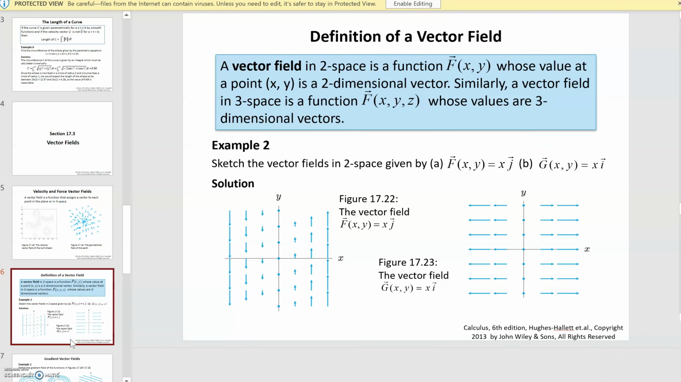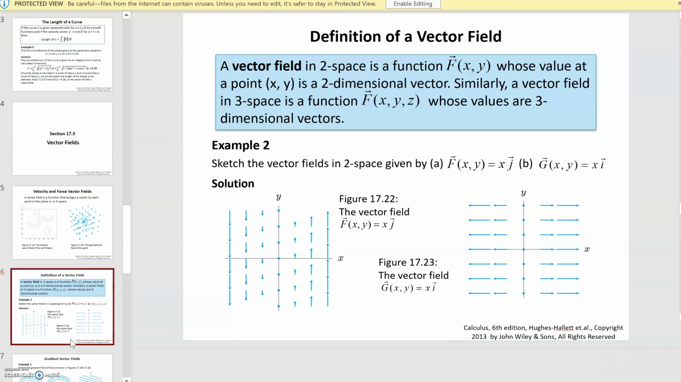All right, so here's our definition for a vector field. Again, in 2-space it is a function, but notice there's a vector symbol above the F. So we're creating some vector function whose value at the point (x, y) is a 2-dimensional vector. Similarly, it's the same thing for 3-space. Key things you want to note here.